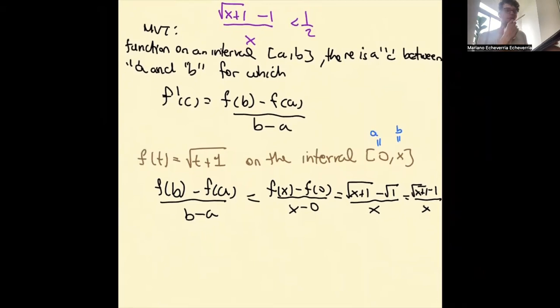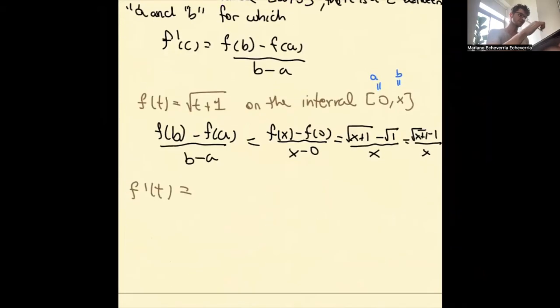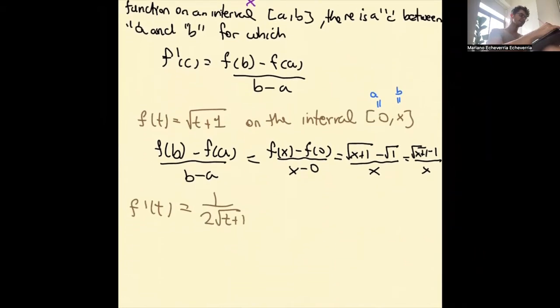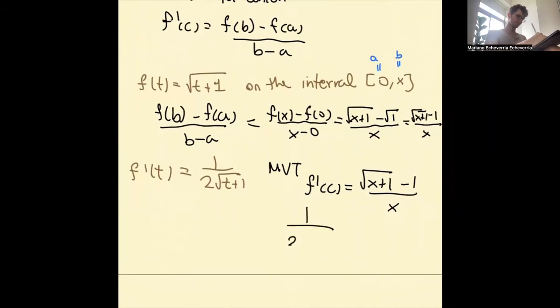Okay, but then what is the derivative of this function? The derivative of root of t plus 1 is 1 over 2 root of t plus 1. So what the mean value theorem says is that there's a value c where f prime of c equals root of x plus 1 minus 1 over x. So 1 over 2 root of c plus 1 equals root of x plus 1 minus 1 over x.